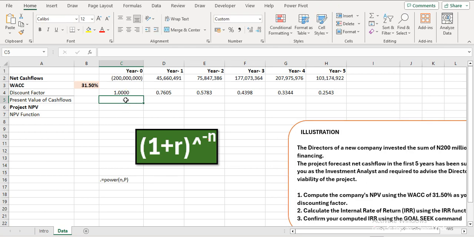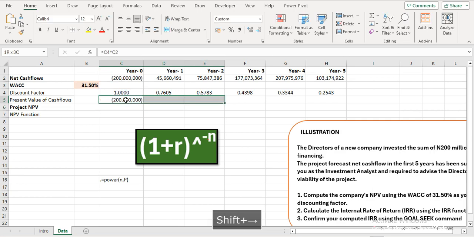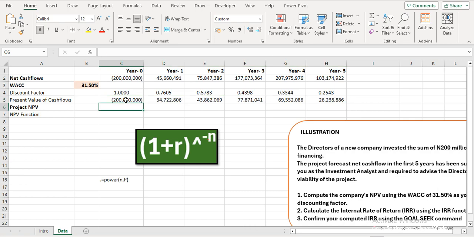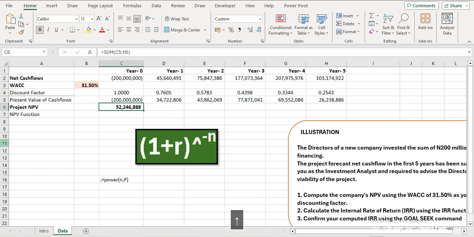So how do I get the present value of my investment? I multiply the discount factor by my cash flow. So I copy this one across, and these are my cash flows. The net present value is simply the summation of the strings of my future discounted cash flows. So I'm going to sum all of this here, and I hit my enter key. So I have 52.246 million.